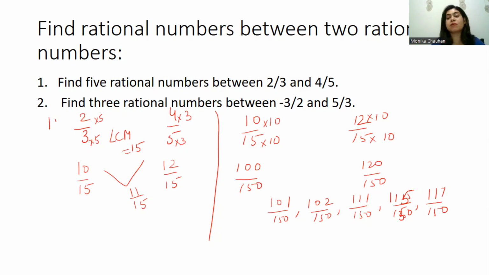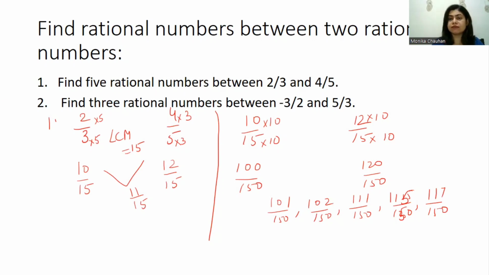So understand the concept. As soon as you get something, first of all, make the denominator same. And you can make the denominator same only by taking LCM. Then afterwards, you find out, do you get the answer? If your answer is no, I did not get it, then you just multiply with 10 up and down in both rational numbers. And then you can write as many as you want.